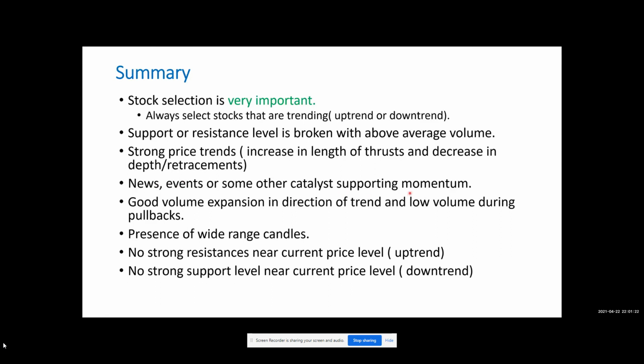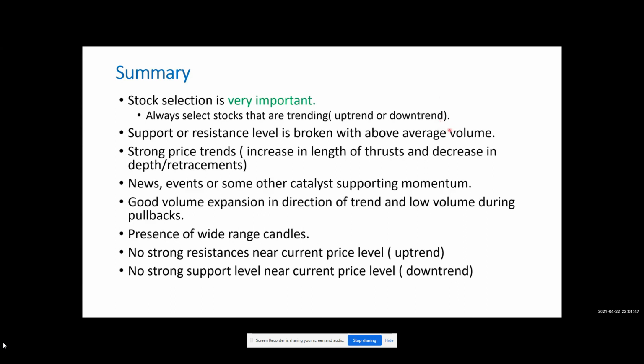And if you can find some news or event or catalyst supporting momentum, the better. If you see a Tesla price target increase, or Elon Musk tweeting something bullish, that is going to cause the stock to rally. A lot of people are going to buy the hype. That's a good sign. Good volume expansion in the direction of trend and low volume during pullbacks is very important. As long as the stock keeps going up and strong buying comes in, it's a good sign.